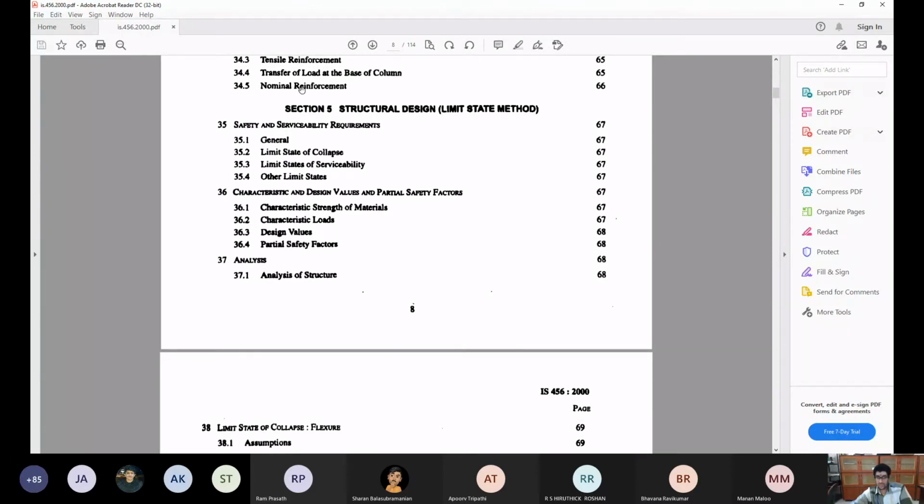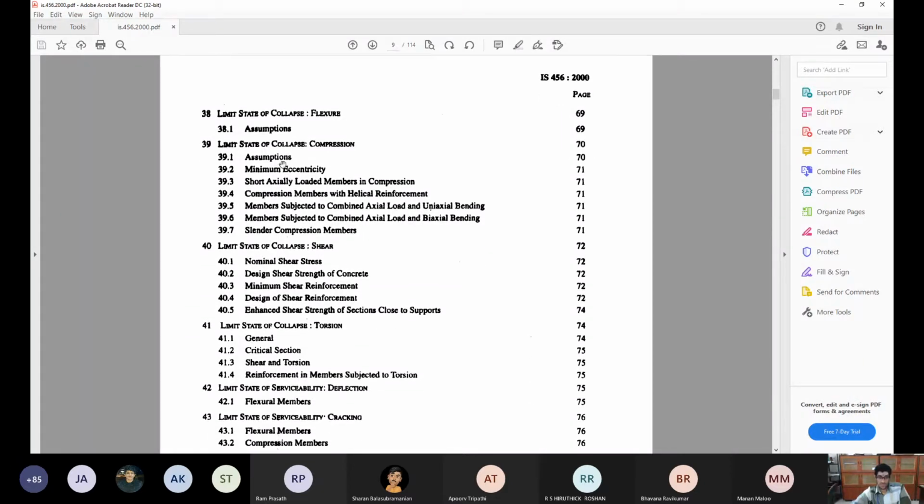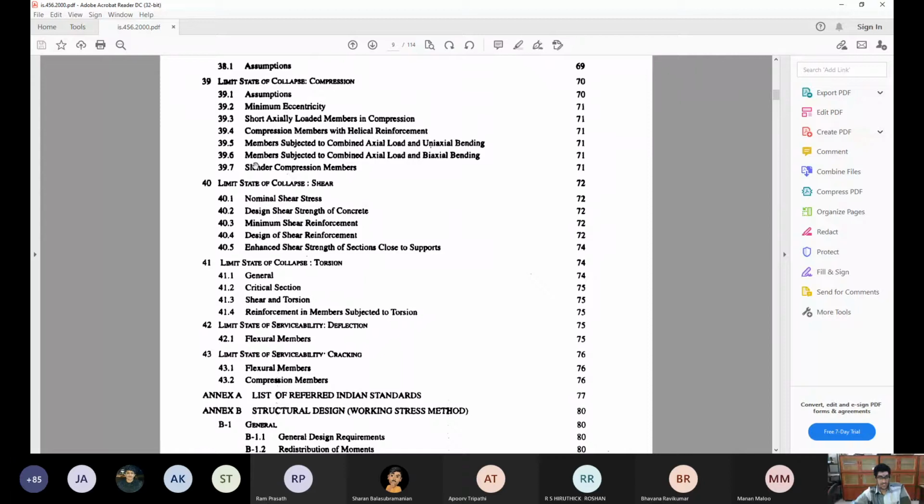Then your main part is how to actually carry out the limit state design method. All these things, limit state of collapse, limit state of serviceability, partial safety factors, characteristic loads, design values, I have already told you what these are. If somebody wants to do limit state of collapse in flexure, meaning a beam, what are its assumptions? You'll also have all these equations which we derived. Similarly for compression members: if it's a short compression member, what will you do? If it's a circular member with helical reinforcement, what do you do? If it is axial plus bending, what do you do? If it's axial load plus biaxial bending, what do you do? All these provisions are given here.